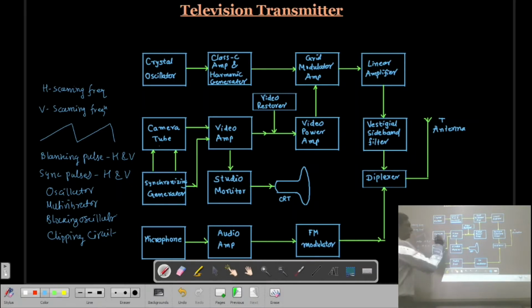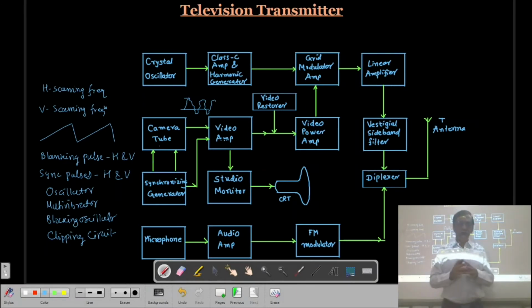Then this camera tube is going to generate video information like this. Whatever the maximum level is there, it corresponds to the white level, and the minimum level corresponds to the black level. Then it is given to a video amplifier, because whatever signal is generated by the camera tube is very weak, and for transmission we require a powerful signal.